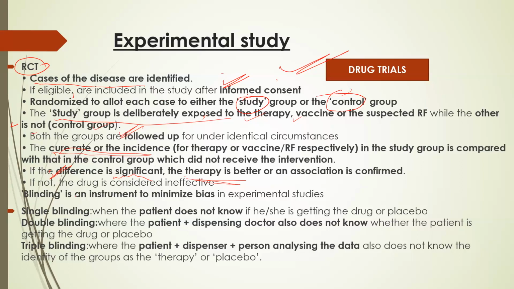Another important thing which they ask you is, how is bias minimized in an RCT? Remember, it is by blinding. You have three types of blinding: single, double, and triple. In single blinding, the patient is unaware. In double blinding, the patient and doctor both are unaware. And in triple blinding, the patient, doctor, and statistician, all three are unaware.